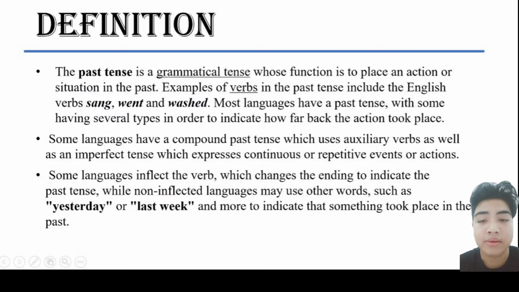Definition of past tense. The past tense is a grammatical tense whose function is to place an action or situation in the past. Examples of verbs in the past tense include the English verbs sang, went, and watched. Most languages have a past tense, with some having several types in order to indicate how far back the action took place. Some languages have a compound past tense which uses auxiliary verbs, as well as an imperfect tense which expresses continuous or repetitive events or actions. Some languages inflect the verb, which changes the ending to indicate the past tense, while non-inflected languages may use other words such as yesterday or last week to indicate that something took place in the past.